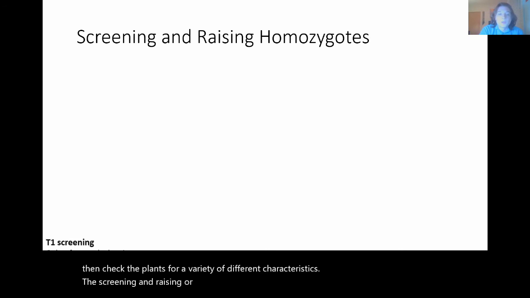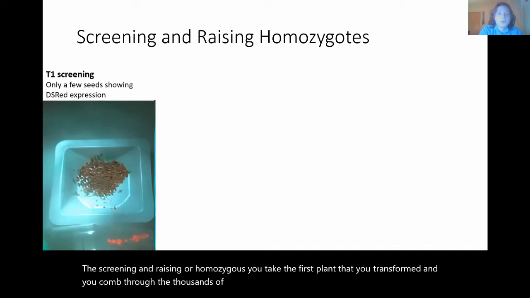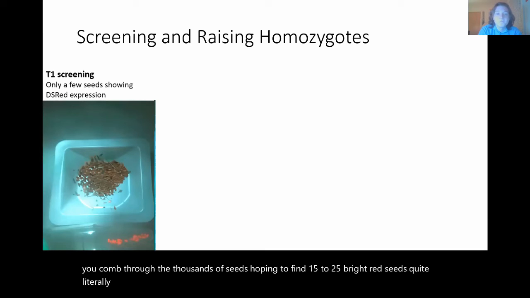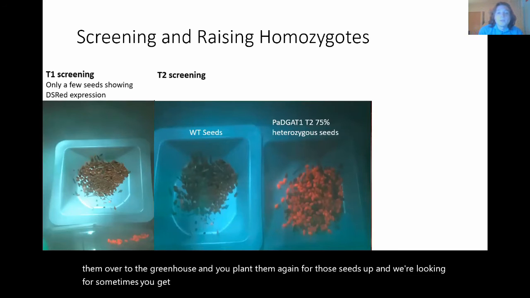You take the first plant that you transformed and you comb through the thousands of seeds, hoping to find 15 to 25 bright red seeds, quite literally like finding a needle in a haystack. You treat those seeds with a lot of care and you bring them over to the greenhouse and you plant them again. Raise those seeds up, and what we're looking for, sometimes you get homozygous seeds, a lot of times you'll get heterozygous seeds, and we're looking for 75% heterozygous seeds. That's what we have on the right here.